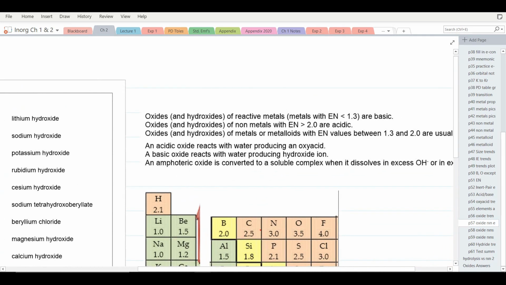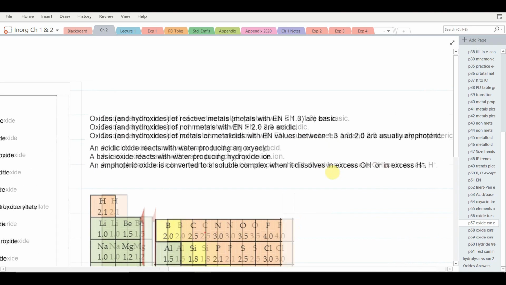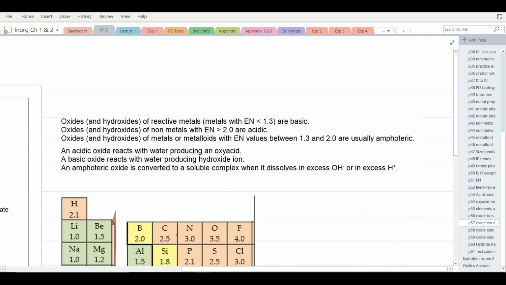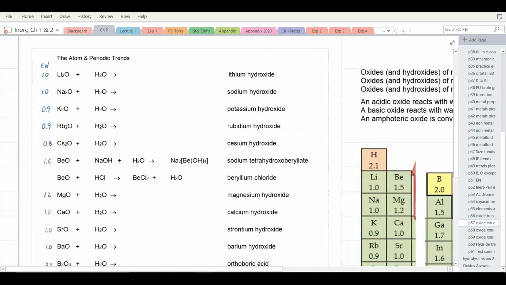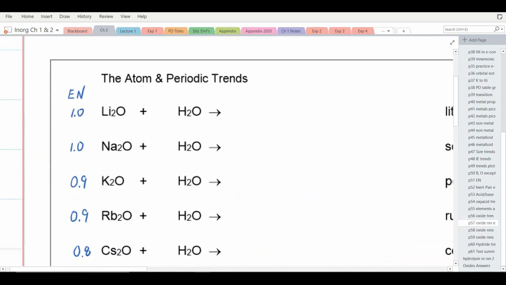Let's write balanced equations for the reactions of the element oxides in water, keeping in mind that oxides of reactive metals with electronegativity less than 1.3 are basic. Oxides of nonmetals with electronegativity greater than 2 are acidic, and oxides of metals or metalloids with electronegativity values between 1.3 and 2 are usually amphoteric. So I have taken the electronegativity values from this table and put them opposite each element. In the case of lithium oxide, its electronegativity is 1. Well, that's less than 1.3, so it's basic.